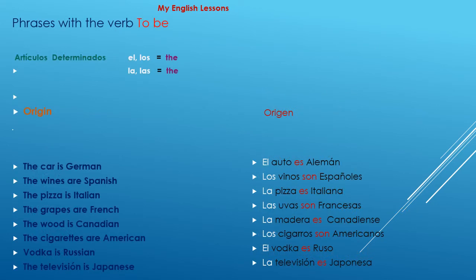Phrases with the verb to be. Origin. The car is German. The wines are Spanish. The pizza is Italian. The grapes are French. The wood is Canadian. The cigarettes are American. Vodka is Russian. The television is Japanese.